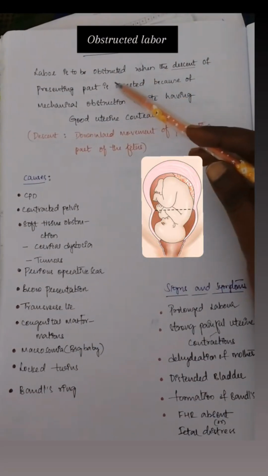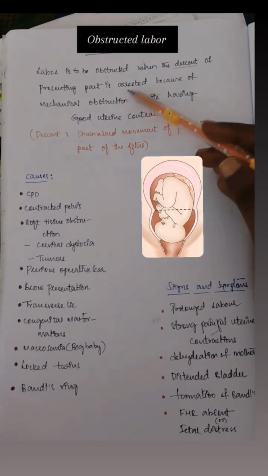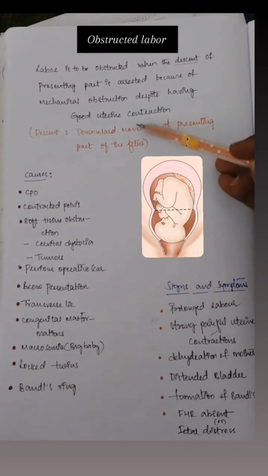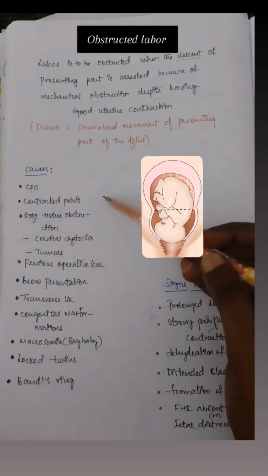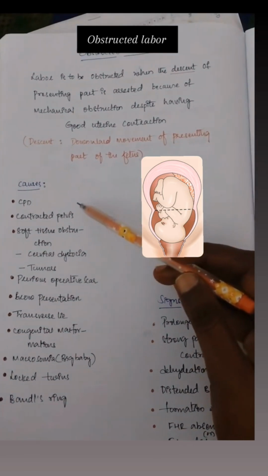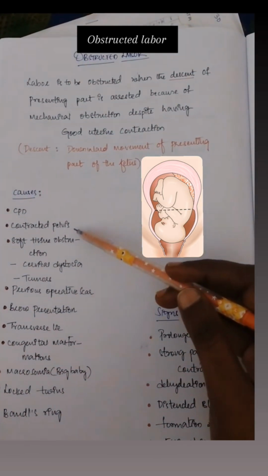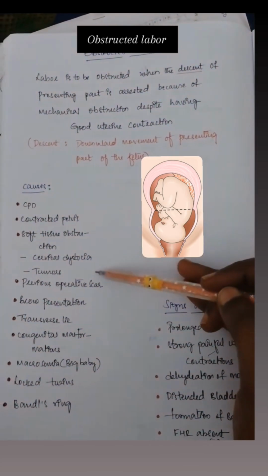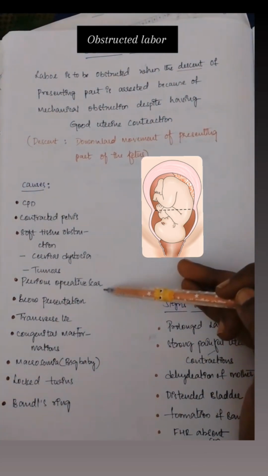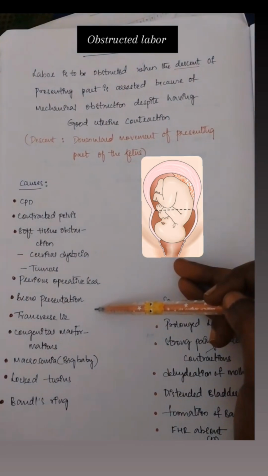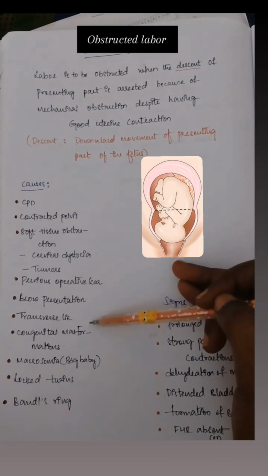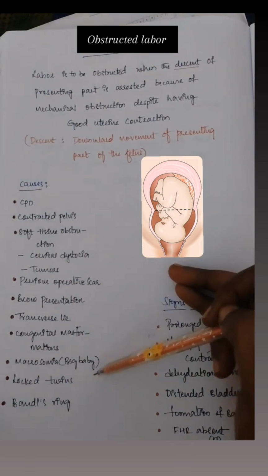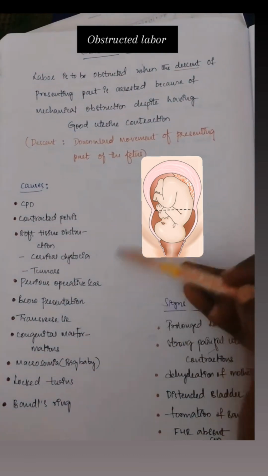Obstructed labor. Labor is said to be obstructed when descent of the presenting part is arrested because of mechanical obstruction despite having good uterine contractions. The causes are cephalopelvic disproportion, contracted pelvis, soft tissue obstruction like cervical dystocia, tumors, previous operative scar, malpresentation of fetus, transverse lie, congenital malformation, big baby or macrosomia, locked twins, and Bandl's ring.